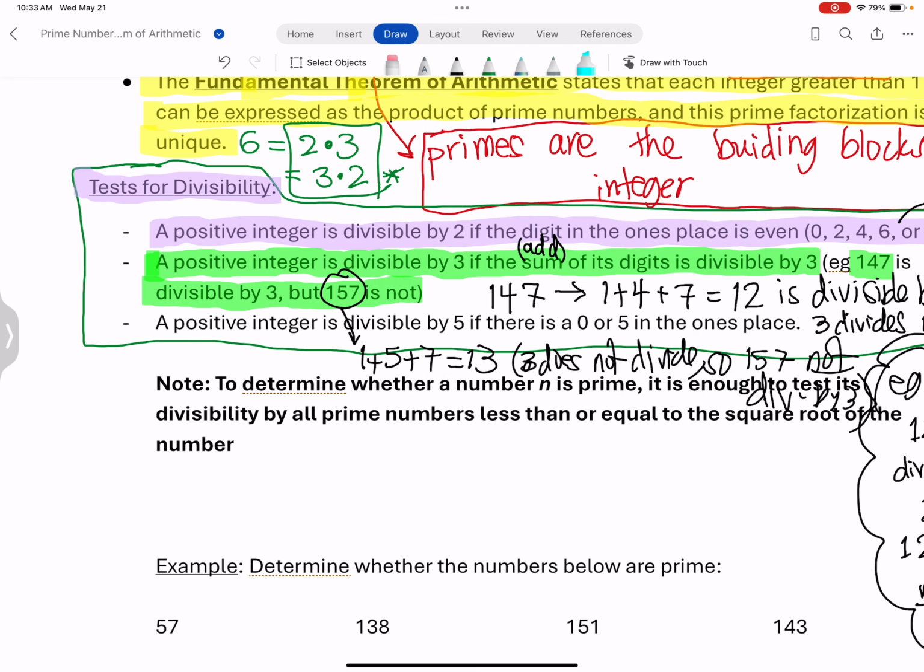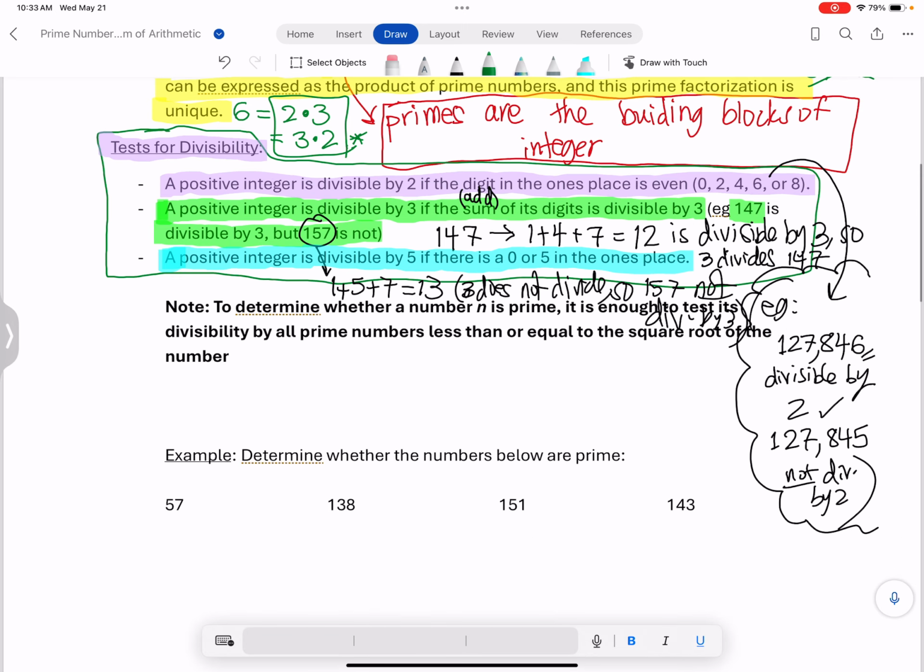But one more. There are other divisibility tests, but I think this is probably good for our purposes. A positive integer is divisible by 5 if there is a 0 or a 5 in the ones place. So it's kind of similar to the test for 2. If it ends in an even number, it's divisible by 2. If it ends in a 0 or a 5, it's divisible by 5. Otherwise, if it's anything else besides 0 or 5 in the ones place, we say no, it's not divisible by 5.